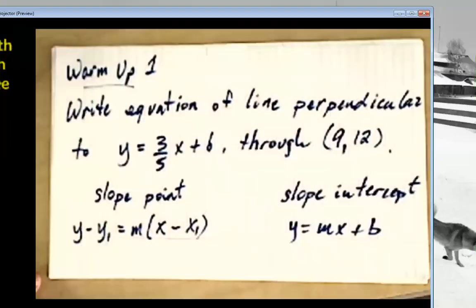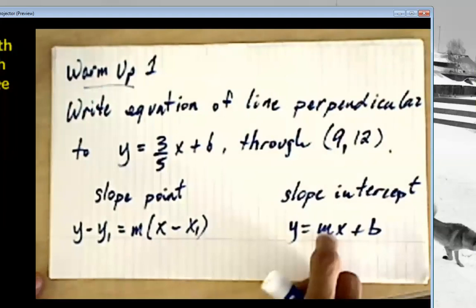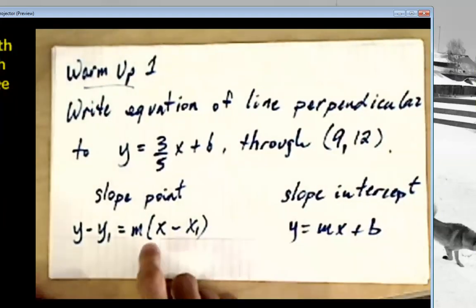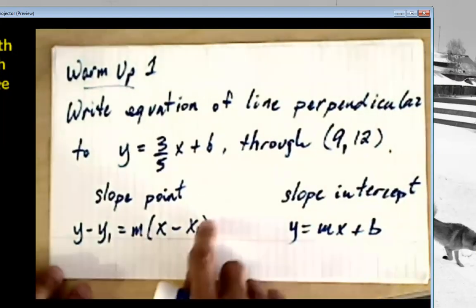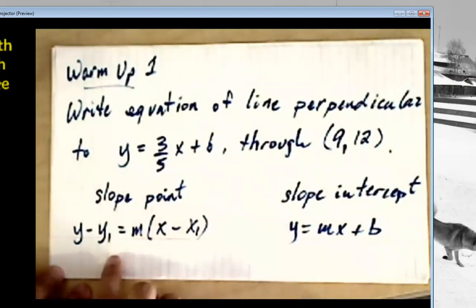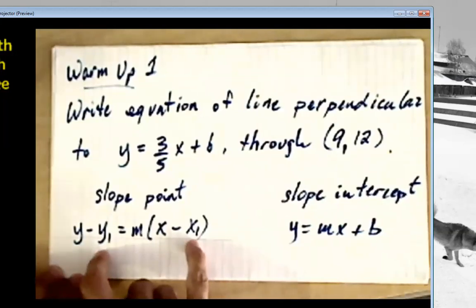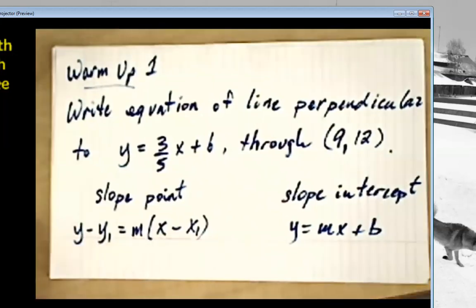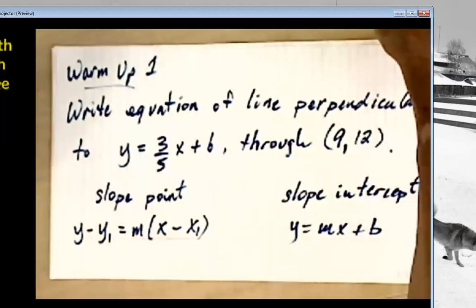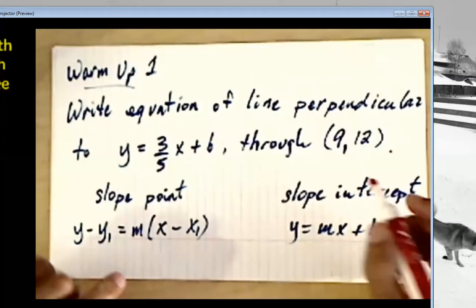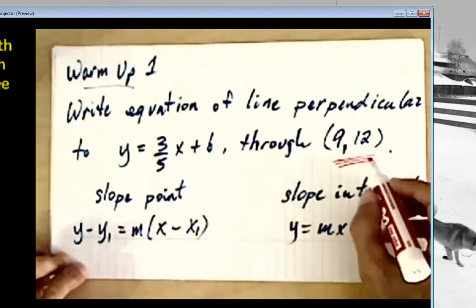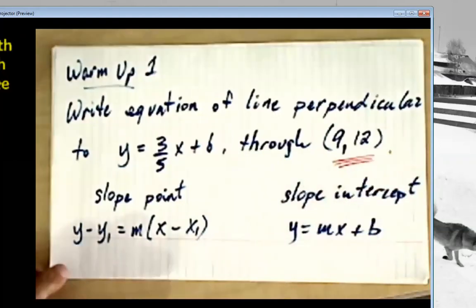So, yeah, I'll answer both of these, but I'll do the easy one first, eh? This one. What we need to get for this type of equation, this style, we need the slope, and we need the x and y coordinates of a point that the line goes through. Okay, so taking a look at our question that we got here, this 9, 12 will be the point that the line goes through.